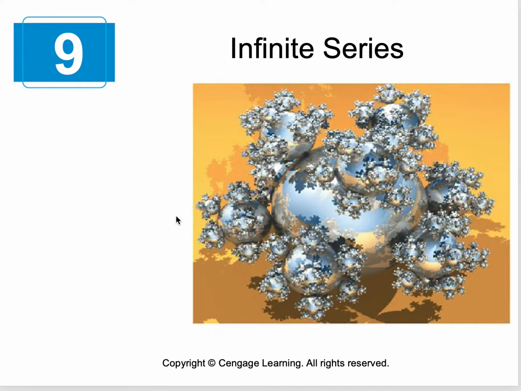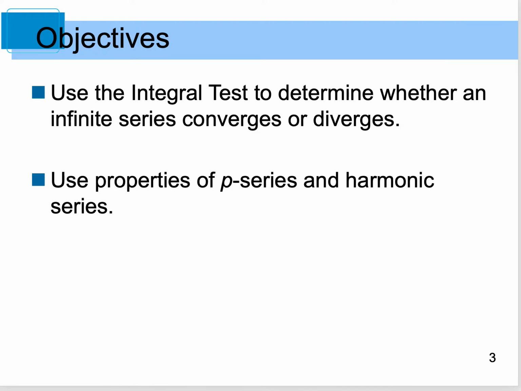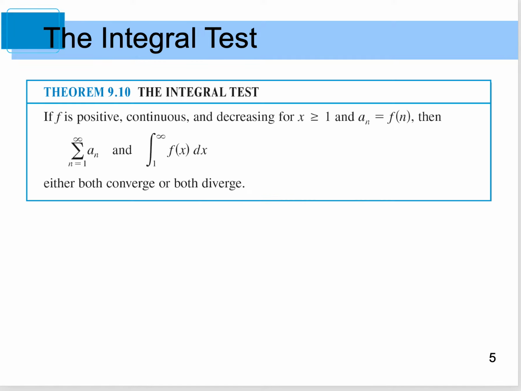Looking at tests for convergence. The two tests I'm going to talk about here are the integral test and the p-series test. If I use the integral test to determine whether something converges or diverges, it's really helpful. I can also look at the properties of a p-series, and that can help me make those determinations.